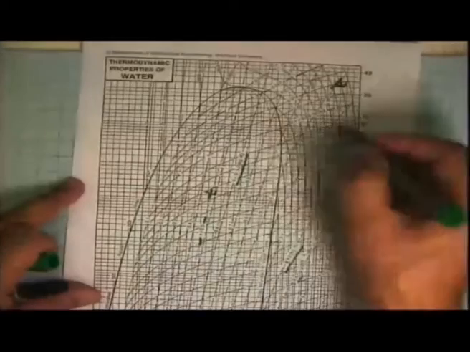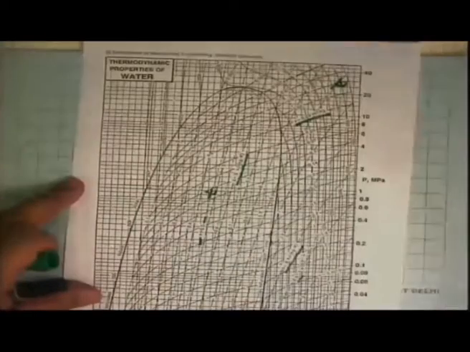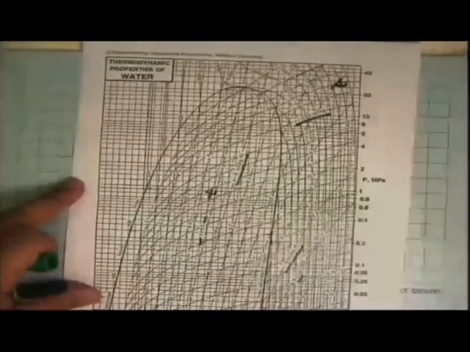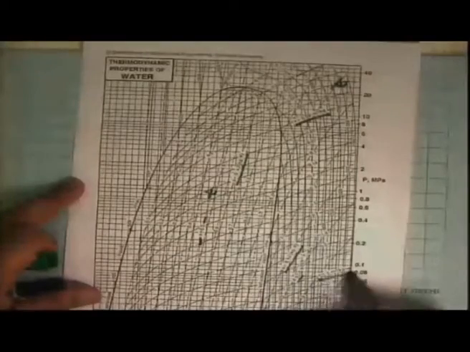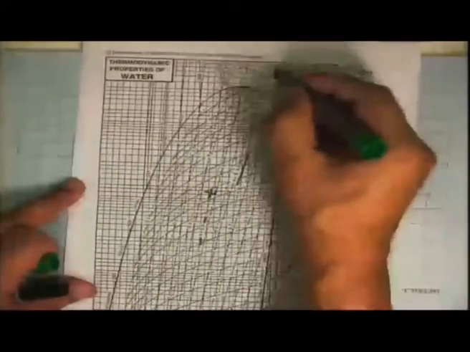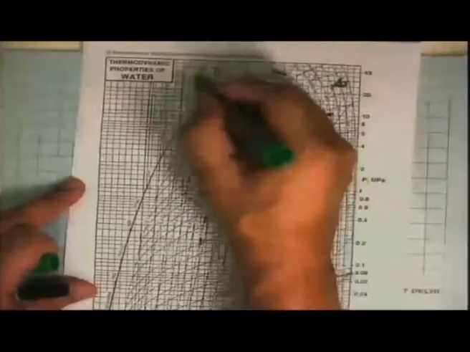Then you can see these are the lines which are constant specific volume lines. So these are those lines: 5 meter cube per kg, 0.03 meter cube per kg, and so on. And these funny looking lines coming from the top, these are constant temperature lines.